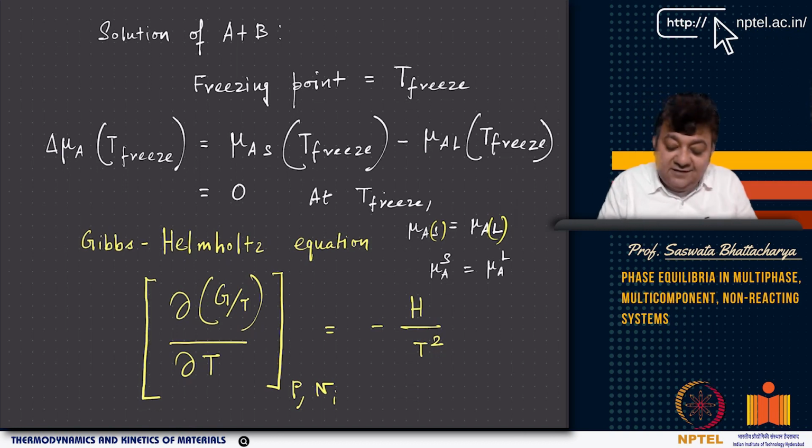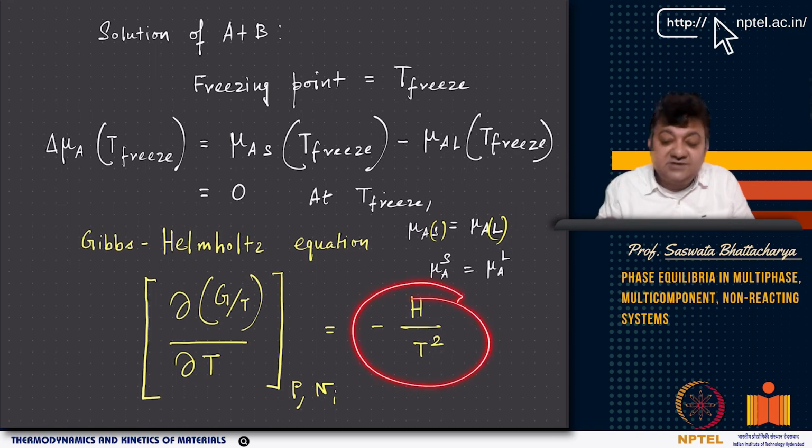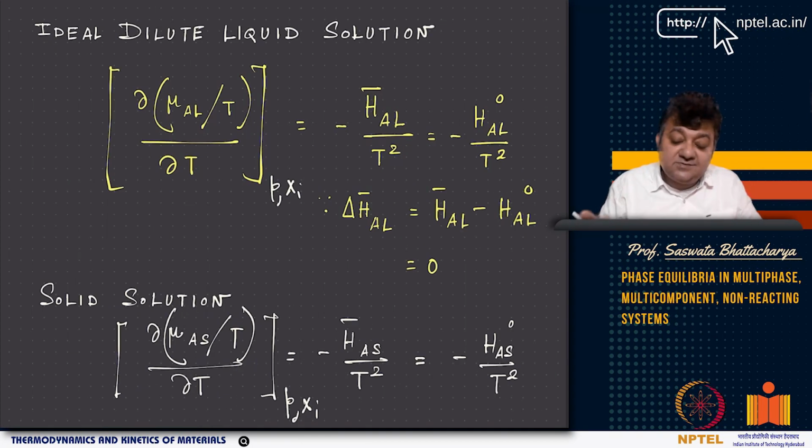Now you have the Gibbs-Helmholtz equation, which you can prove. It says that the partial derivative of G by T, G normalized with temperature, with respect to temperature, keeping pressure and the mole numbers of components constant, is equal to minus H by T square.